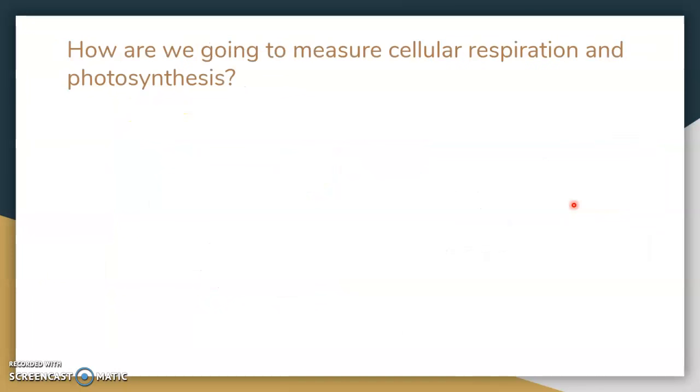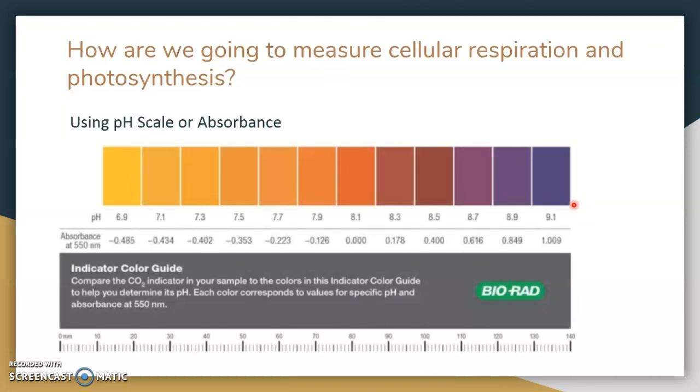So how are we going to analyze cellular respiration and photosynthesis? Simplistic answer, we're going to be looking at the pH scale, or absorption if we were using a spectrophotometer. What you guys are going to be receiving are these cardboard cards, and you're going to be analyzing the liquid, like I said. So you're going to be looking at what color this liquid is, and that's going to correlate with pH, and it's also going to correlate with absorption rate. So remember, the more absorption, the higher the rate that light's being used, and the lower the absorption, the less likely that light's being used.